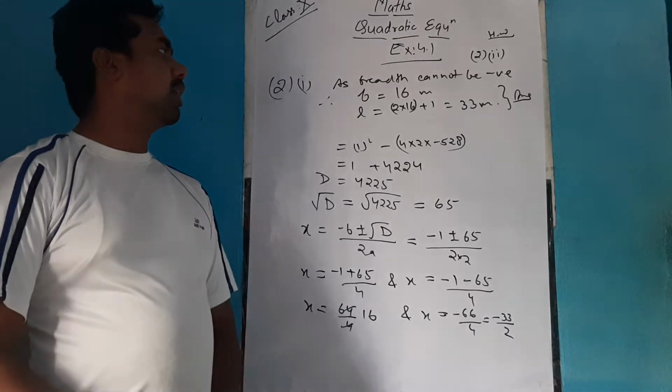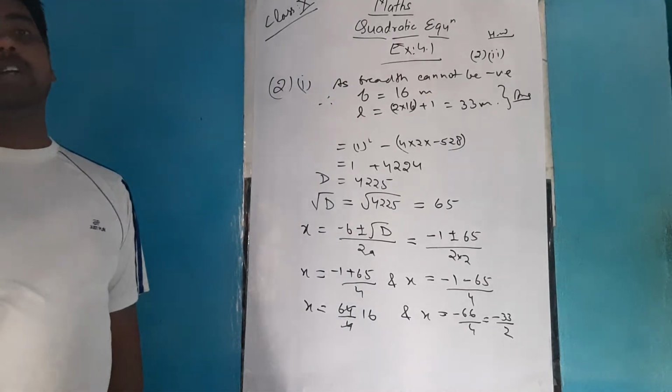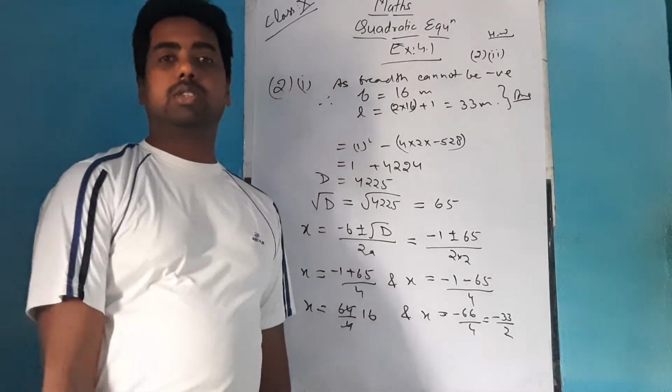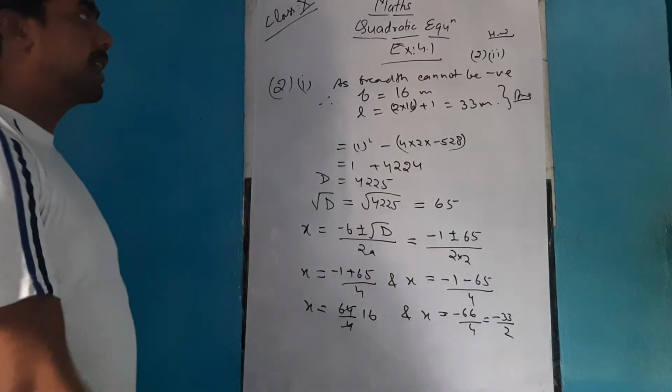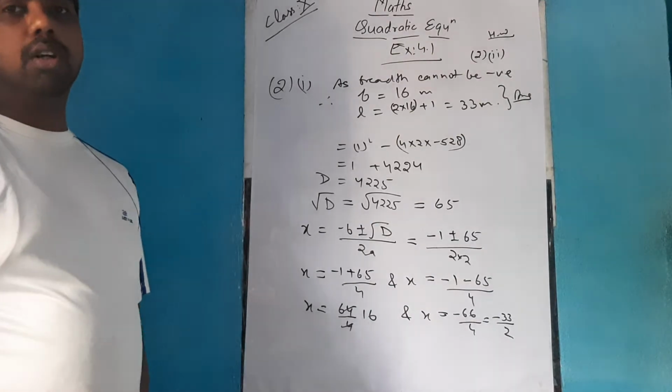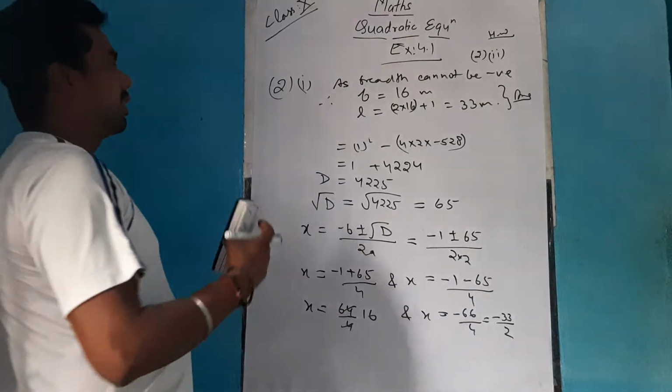So here the breadth is coming as 16 meter and length is coming as 33 meter. Do mention the unit also, as it was given in the question. So this is the first part. The second part I have given you as homework. You will do the second part in your copy. I am now doing the third part.